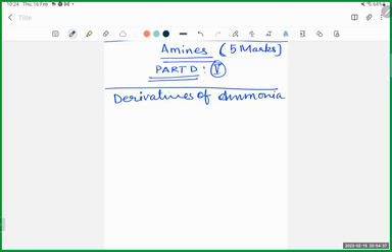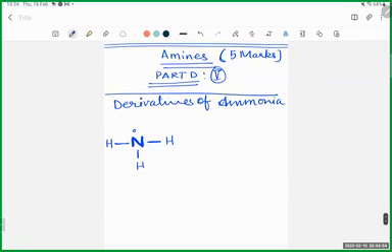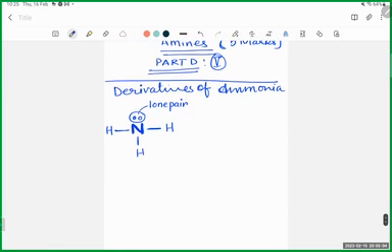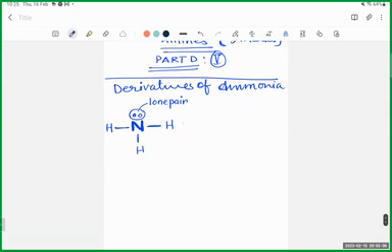So basically they are derived from ammonia. Let's see how. Now nitrogen valency is 3, so I kept three steps around the nitrogen: 1, 2, 3, right? And you know very well this is a lone pair of electrons, which is in unshared form, right? So in this compound, amines, every time one alkyl group gets added.